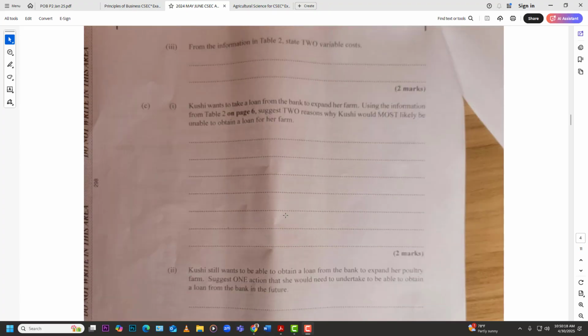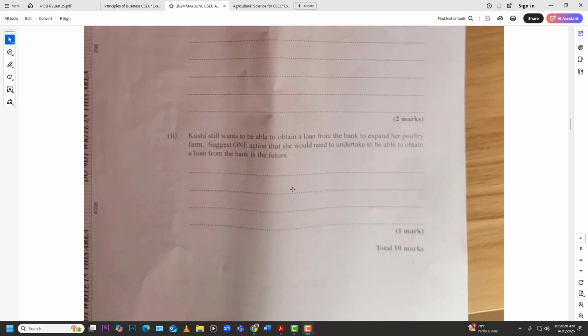Okay, the last one now. Kushi still wants to be able to obtain a loan from the bank to expand her poultry farm. So there's one action that she would need to undertake to be able to obtain a loan from the bank in the future. So what can she do to make herself more credit worthy?